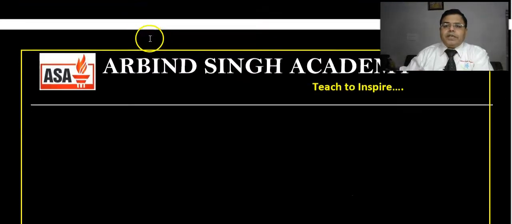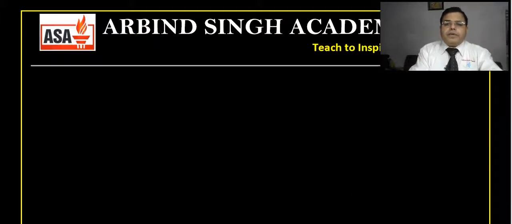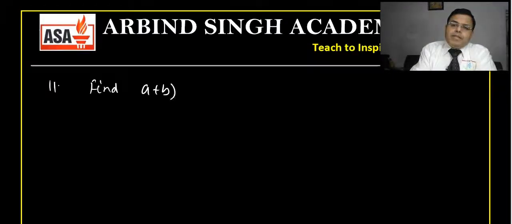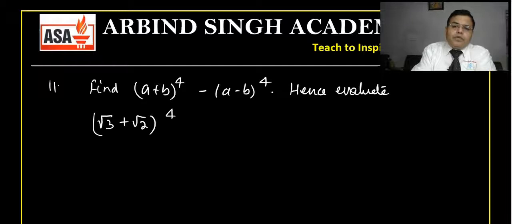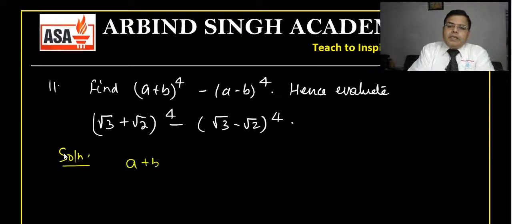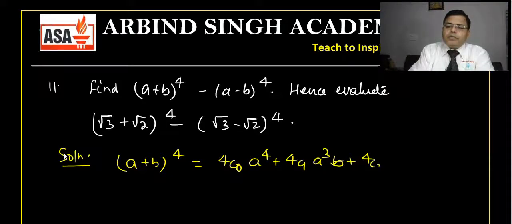Okay. Now the next question is here, and question is question number 11. Find a plus b to the power 4 minus a minus b to the power 4, and hence evaluate root 3 plus root 2 to the power 4 minus root 3 minus root 2 to the power 4. Solution: a plus b to the power 4 is equal to 4c0 a to the power 4 plus 4c1 a to the power 3 b plus 4c2 a square b square plus 4c3 a b to the power 3 plus 4c4 b to the power 4.